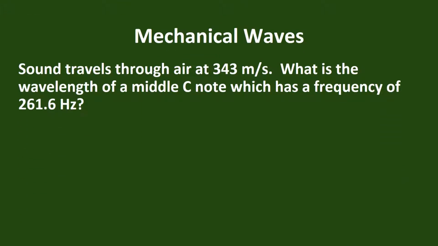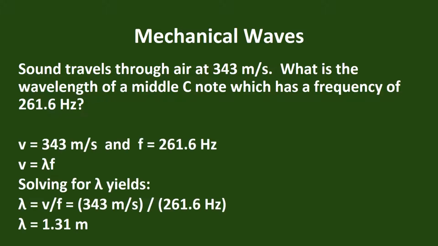So now let's take a look at mechanical waves and solving problems with these mechanical waves using that wave equation. So here's an example. Sound travels through the air at 343 meters per second. And we're asked to figure what is the wavelength of a middle C note, which has a frequency of 261.6 hertz. So if you go ahead and do that, okay, here's how you'd work through that solution.